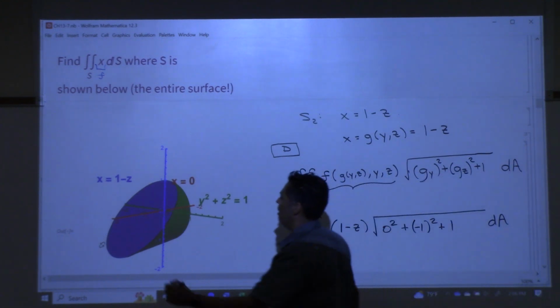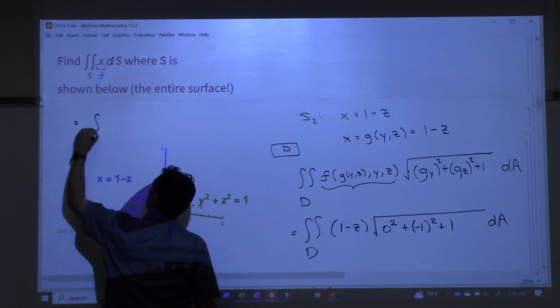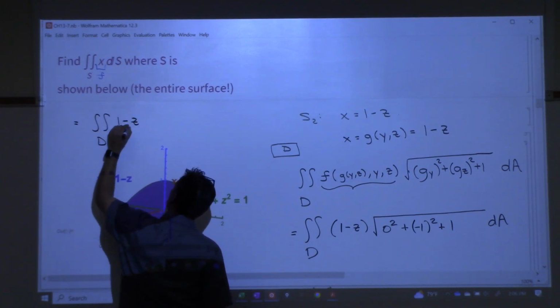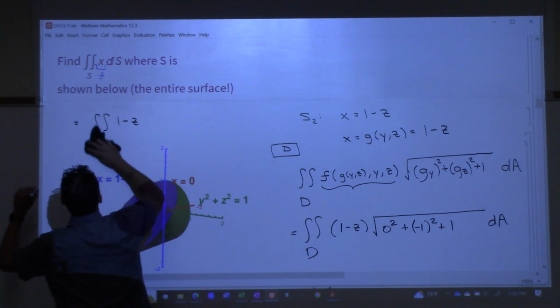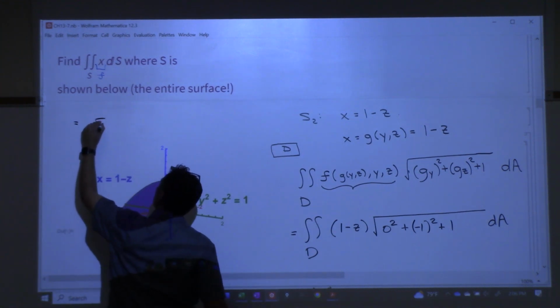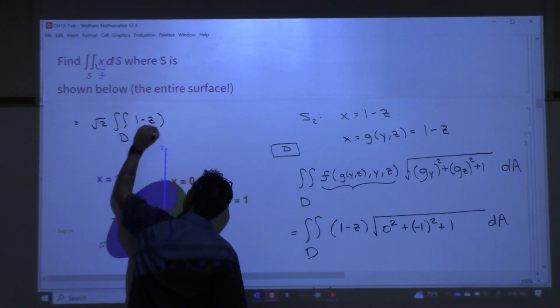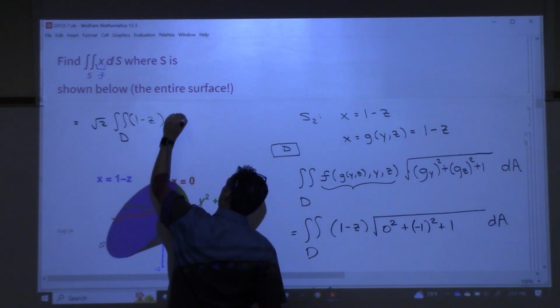So I have this integral now. Double integral over D of 1 minus z, root 2, let's put the root 2 in front. Root 2 comes out of the double integral, 1 minus z dA.